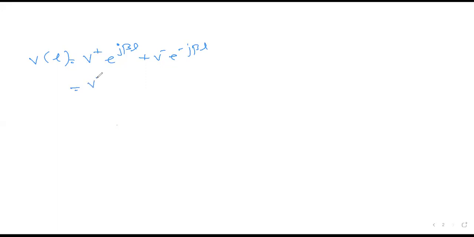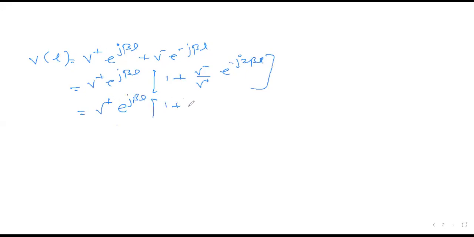If I take V plus e raised to j beta L common, what I will get is 1 plus V minus upon V plus e raised to minus j beta L. And that I can write as gamma L into e raised to minus j beta L, right? So this is our voltage at any point on the line.